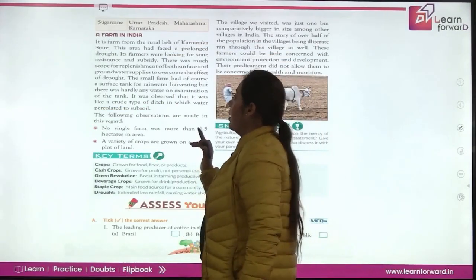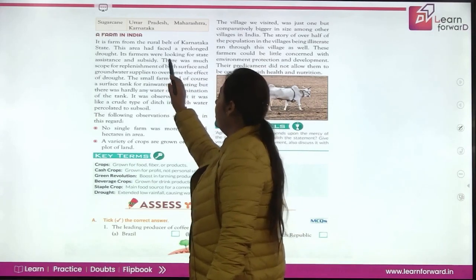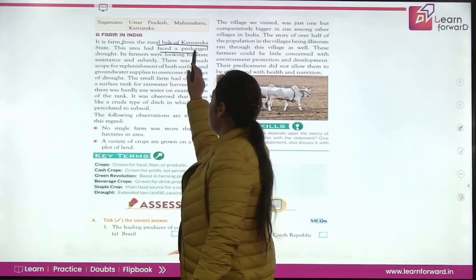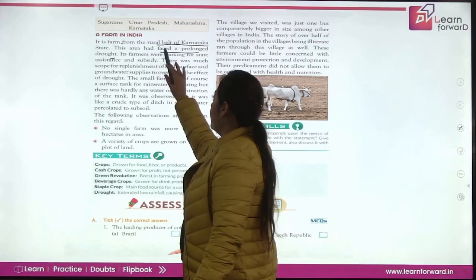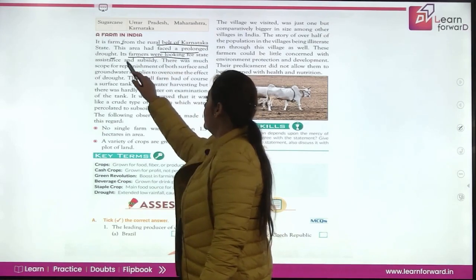Now let's come to a farm in India. It is a farm from the rural belt of Karnataka. This area has faced a prolonged drought. यहाँ पे A farm की बात करें तो यहाँ पे continuous drought रहता है, सूखा हो गया था. Its farmers were looking for state assistance and subsidy.